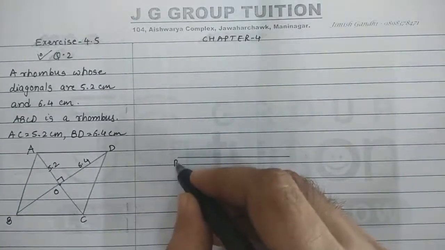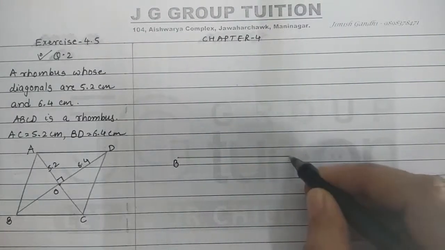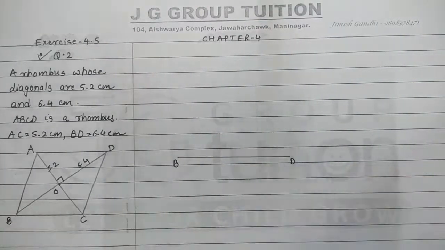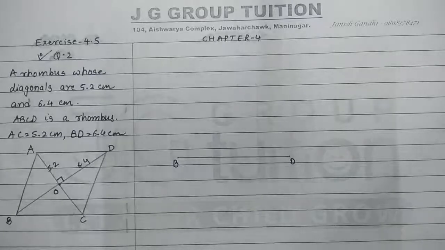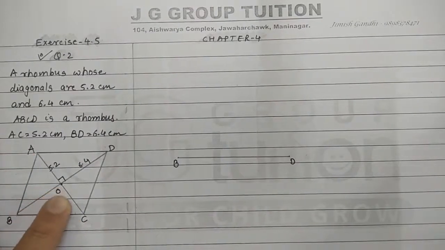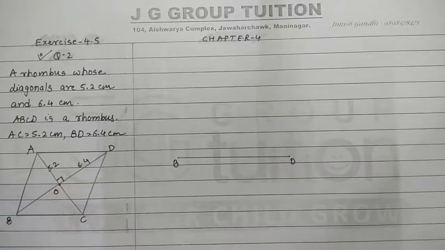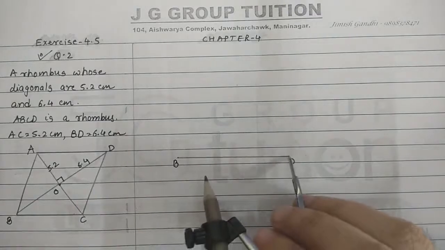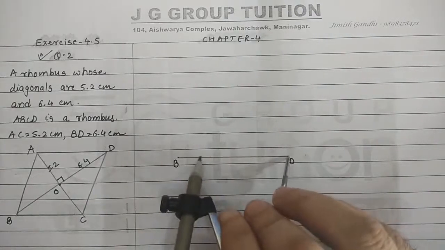So here the point B and point D which we obtain, that is 6.4, which is very important. Now we have to obtain points A and C. It's not so easy to obtain, as we have to first obtain the point O, which is the midpoint of BD, as well as it is perpendicular. So we have to construct a perpendicular bisector of BD.